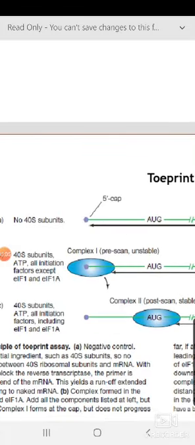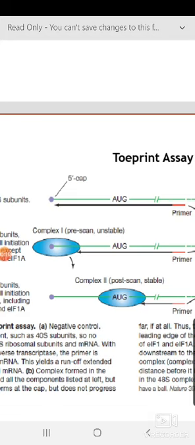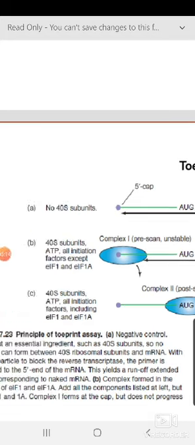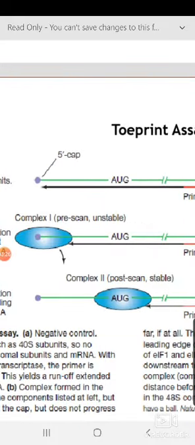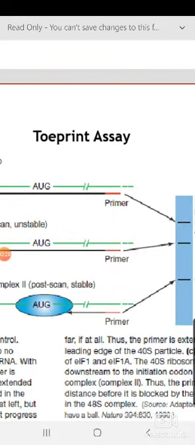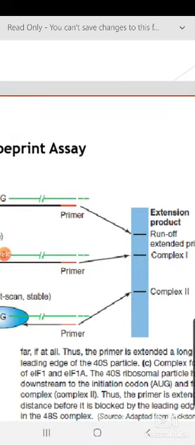Now in the third tube, they have incubated the mRNA, primer, NTPs, and reverse transcriptase with the 40S subunit, ATP, and all initiation factors, including EIF1 and EIF1A, remember. Now the cDNA synthesized, when they ran the gel, is very small in length. So it is the fastest moving band. Why has this happened?